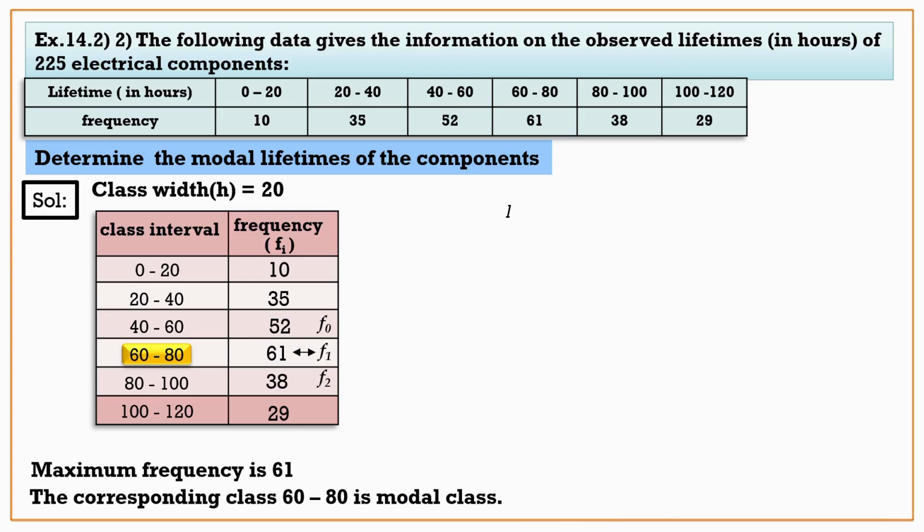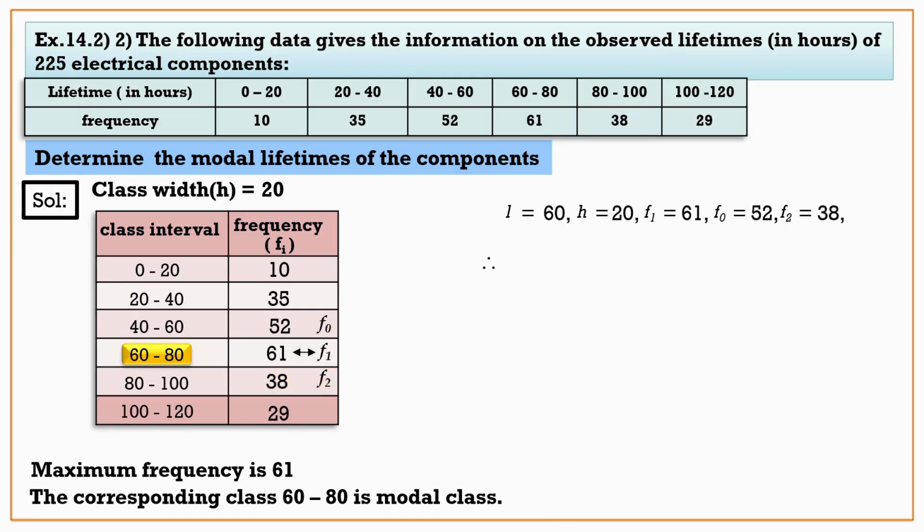Now we have F0, F1 and F2 and also the modal class. Now we need to know the L over here. L is the lower limit of the modal class, as we explained previously. The modal class is 60 to 80, so the lower limit over here is 60. H we found is equal to 20 over here. And F1 also we know, F0 we also know, and F2 we also know.